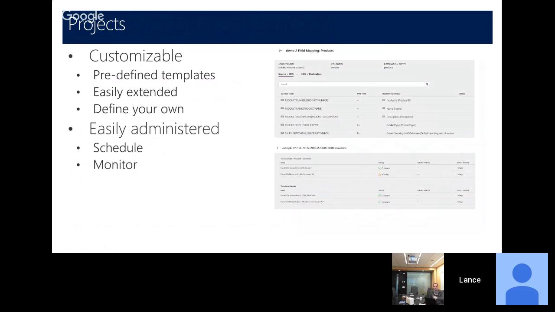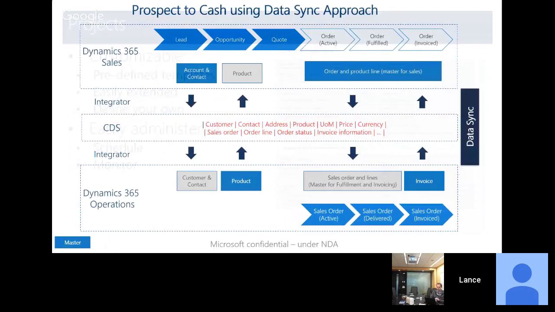And here on the right, you can see an example of a project where you can define the mappings between things. And we're going to talk a little bit about filtering in a minute. So this is a more detailed example of prospect to cash, some of the specific entities that are involved. So you can see on the top, we have Dynamics 365 for Sales. And then down on the bottom, we have 365 for Operations, the formal name now being Operations and Finance Enterprise Edition. And on the top, we have lead, opportunity, and quote that are being authored.